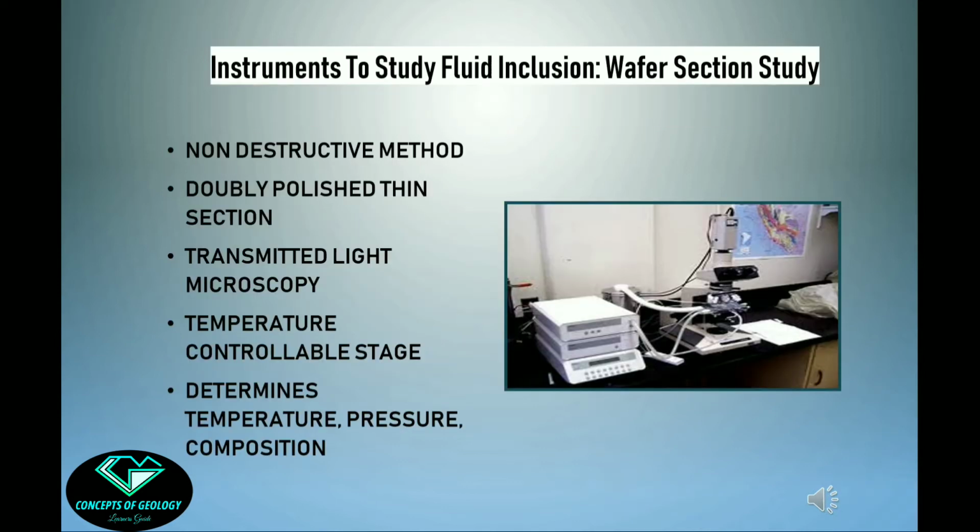What are the apparatus needed for the geothermometric study? Firstly, we need a doubly polished thin section, that is called wafer section also. That thin section will be viewed under a transmitted light microscope.